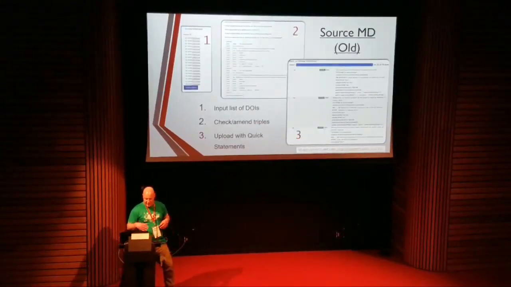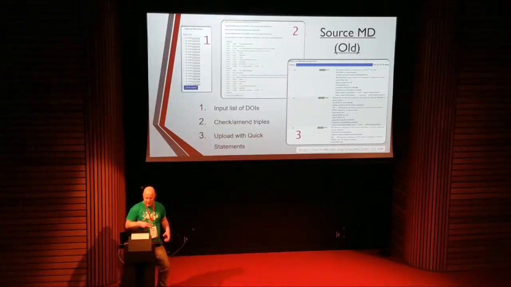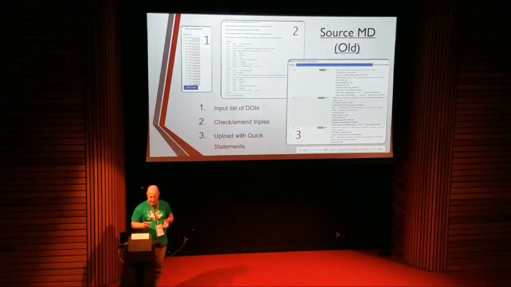So this is how SourceMD used to look before it was running in batch mode. I've just used this to give you some indication of what's going on in the background. The screenshot labelled number 2, that's actually QuickStatements. So what happens when you put in the DOIs, SourceMD creates structured statements, triples, in QuickStatements, and then it runs via QuickStatements to upload that to Wikidata.